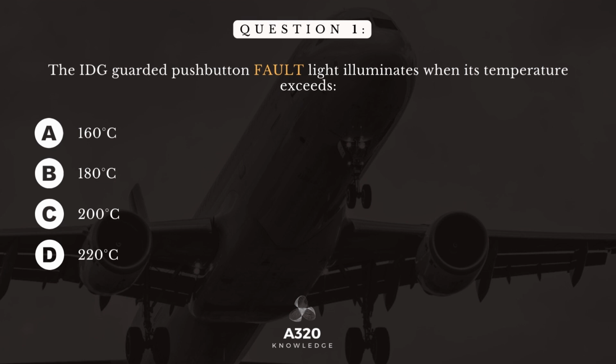Question 1. The IDG guarded push-button fault light illuminates when its temperature exceeds: A. 160 degrees C, B. 180 degrees C, C. 200 degrees C, D. 220 degrees C.